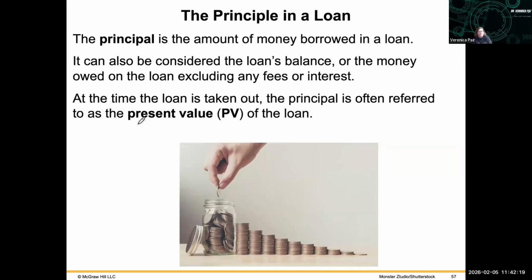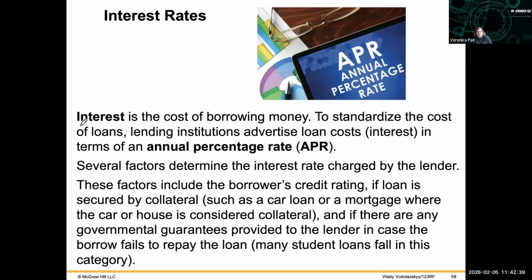Present value. The principal is the amount of money that you're borrowing. At the time the loan is taken out, the principal is also the present value. Then we have a future value, what that amount would earn you in the future because of this wonderful thing called compound interest, which is fabulous. And interest rates are the cost of borrowing money. Nothing is free, so if a bank gives you a loan, they want interest for it.